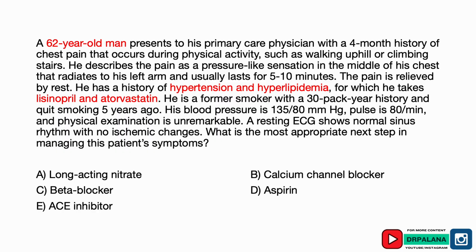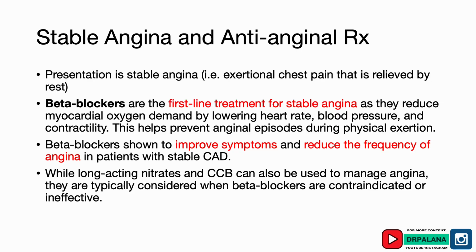Beta blocker. This patient presents with symptoms consistent with stable angina, characterized by exertional chest pain that is relieved by rest. Beta blockers are the first line treatment for stable angina as they reduce myocardial oxygen demand by lowering heart rate, blood pressure, and contractility. This helps prevent anginal episodes during physical exertion. Beta blockers have been shown to improve symptoms and reduce frequency of angina in patients with stable CAD.